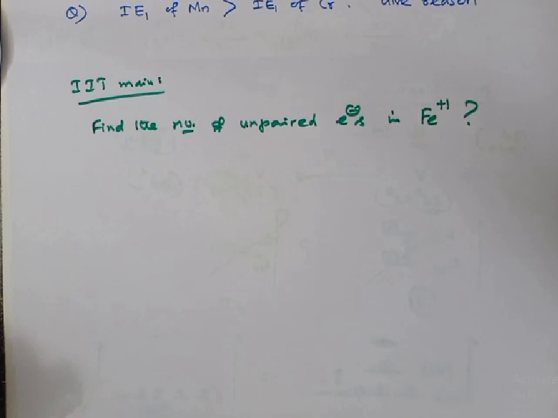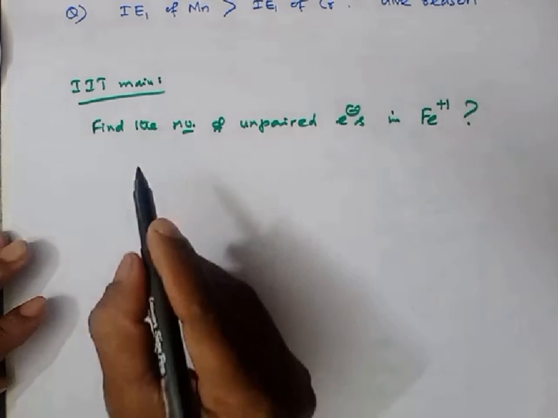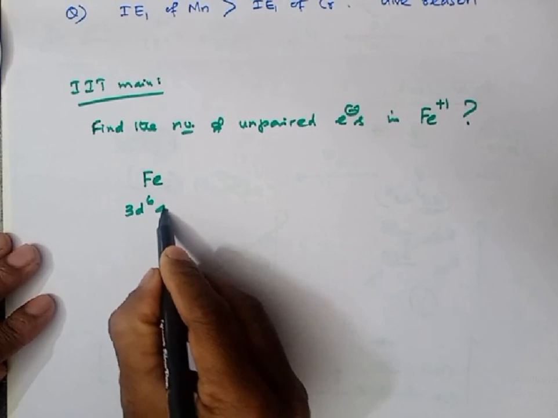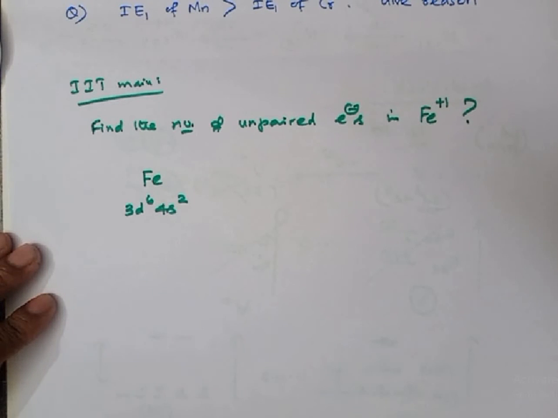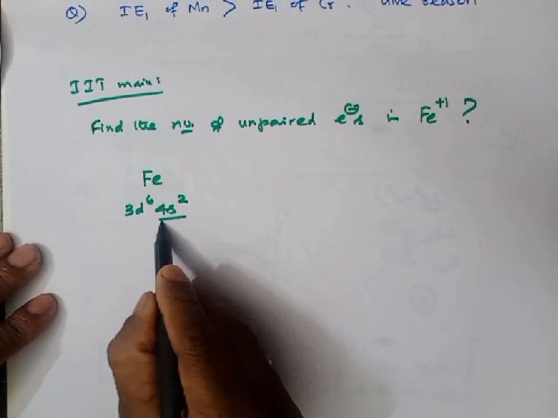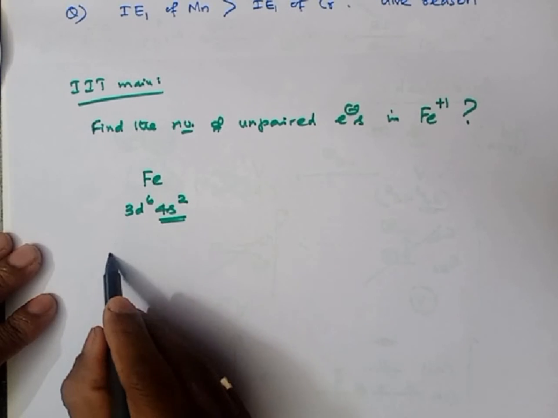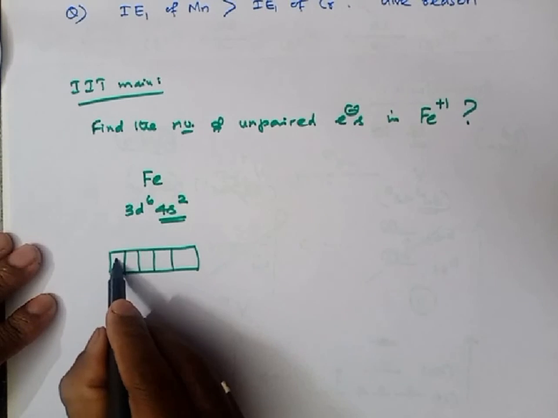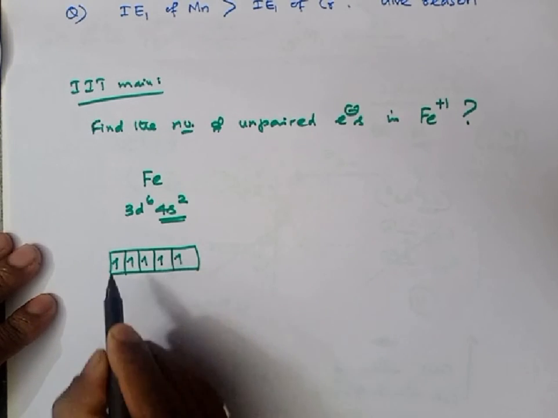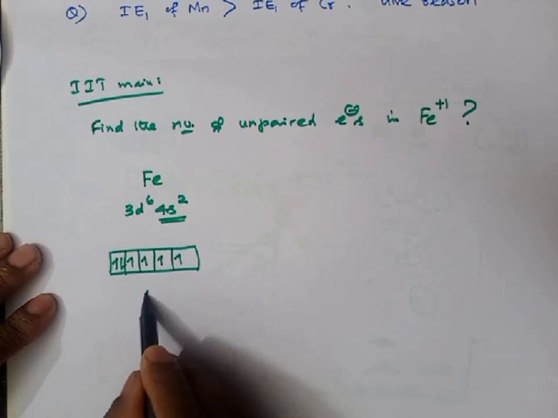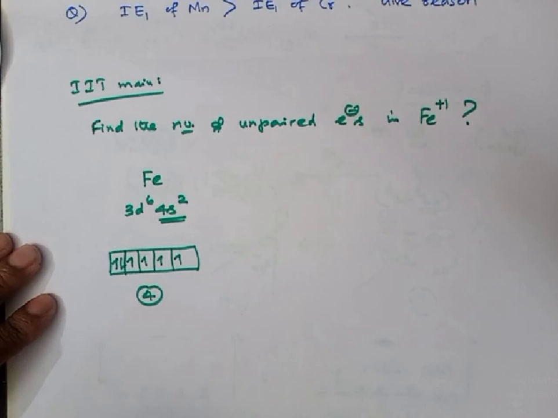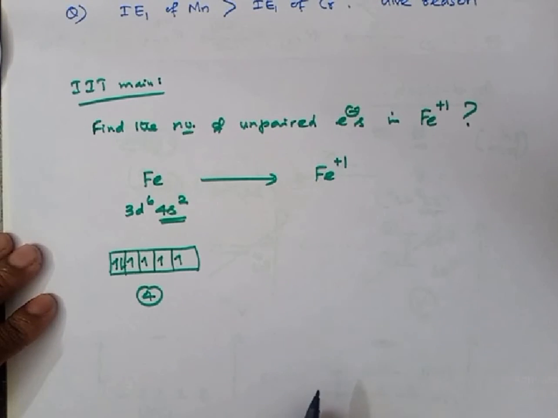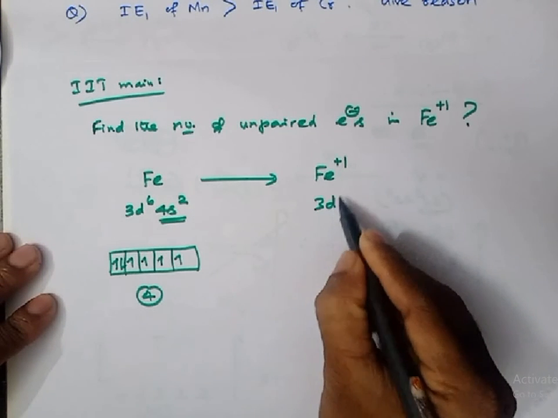Normally, most students will commit a mistake here. Listen. In the case of iron, the electronic configuration is 3d6 4s2. Students, observe carefully. 3d6 4s2. This is fully filled, so don't worry about it. In d6, the d subshell has 5 orbitals, and we have 6 electrons here. So 1, 2, 3, 4, 5, 6, and here we have 4 unpaired electrons. In the neutral iron atom, we have 4 unpaired electrons. When you remove one electron, you will get Fe+1. We are removing the electron from the s subshell, so you will get 3d6 4s1.